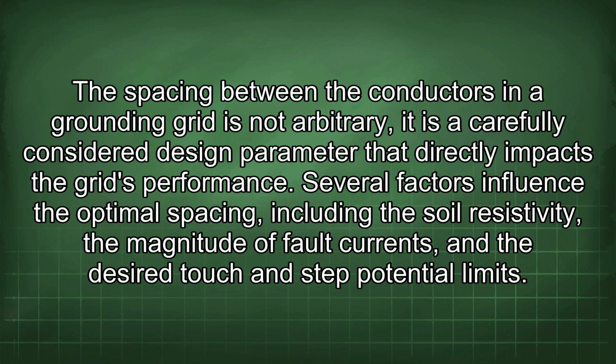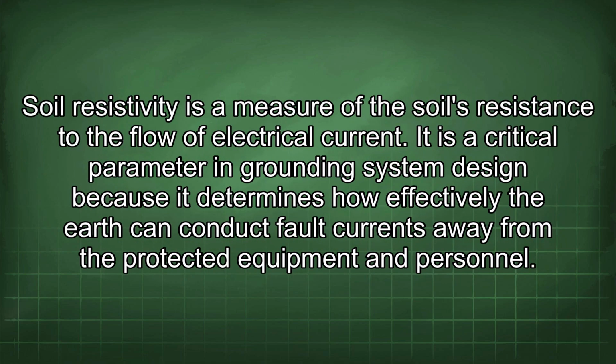The spacing between the conductors in a grounding grid is not arbitrary. It is a carefully considered design parameter that directly impacts the grid's performance. Several factors influence the optimal spacing, including the soil resistivity, the magnitude of fault currents, and the desired touch and step potential limits. Soil resistivity is a measure of the soil's resistance to the flow of electrical current. It is a critical parameter in grounding system design because it determines how effectively the earth can conduct fault currents away from the protected equipment and personnel.